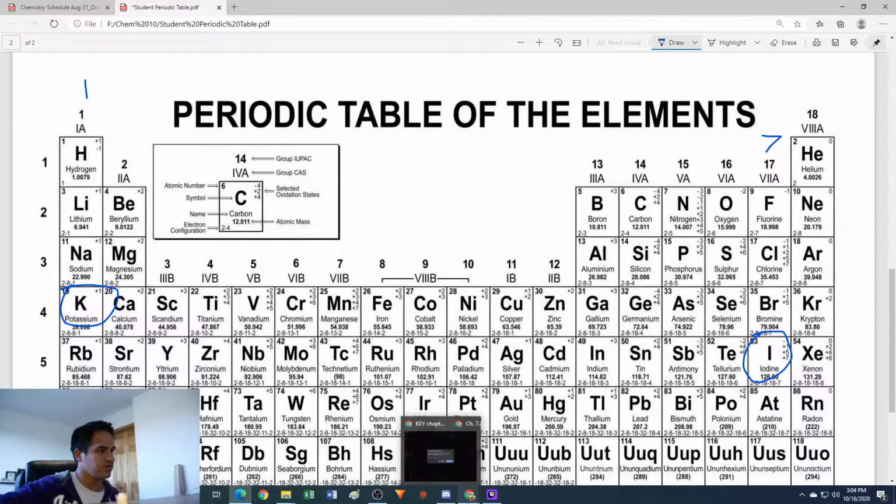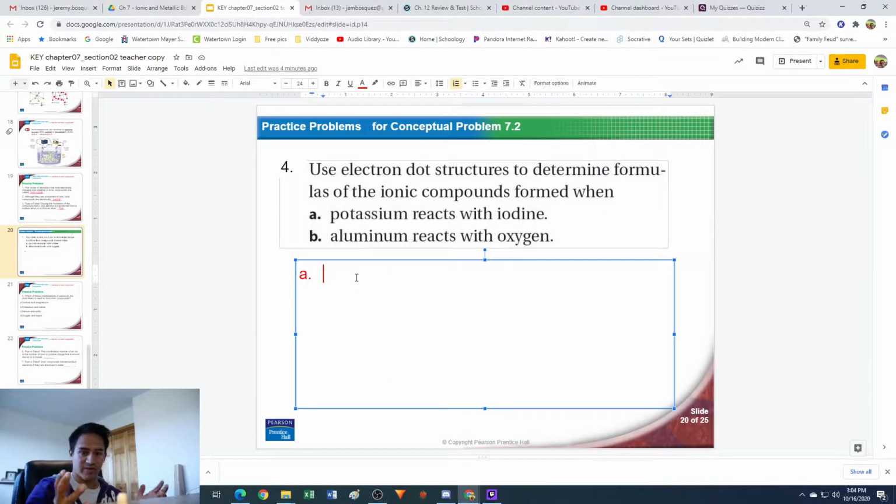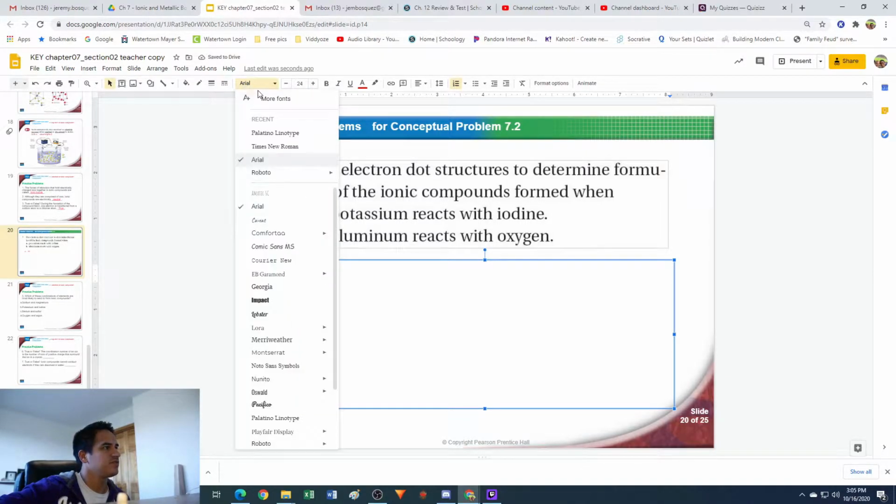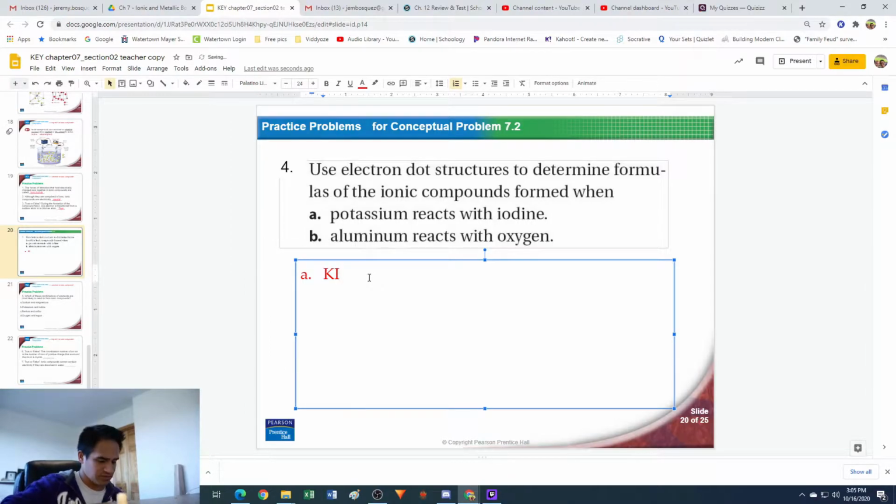Making sure that we have our thing. There we go. Sorry, just making sure we have the right window open. So we have Ki. That is going to be the formula. And let's maybe change the font here to something that looks a little bit different.